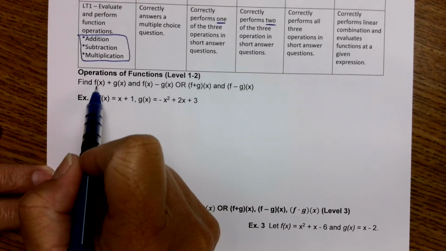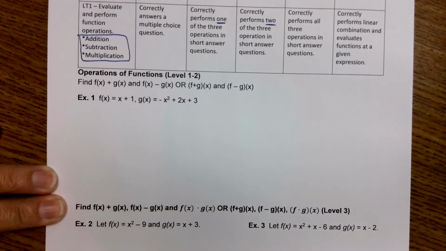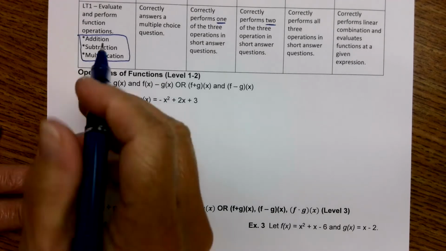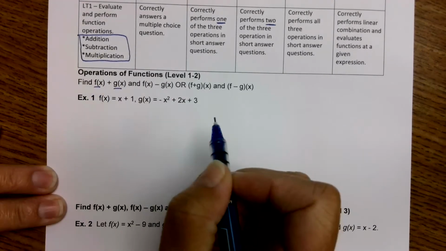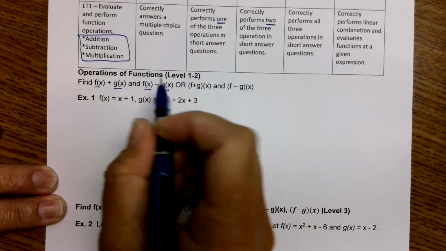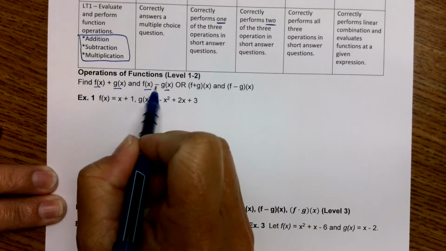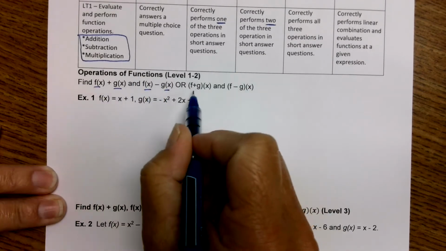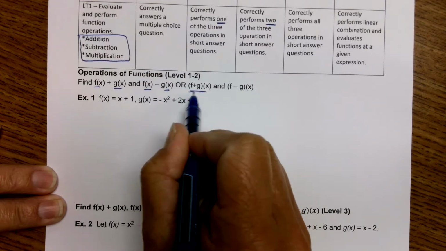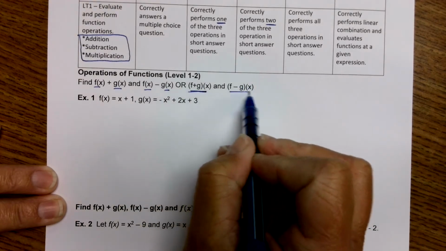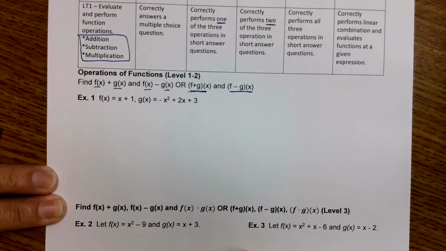So let's talk about function operations. We talked about function notation. So we have f of x, g of x. F of x plus g of x means I want to add them together. F of x minus g of x means I want to subtract them. Or they could be written like this. This is still addition of functions, and this is still subtraction of functions.